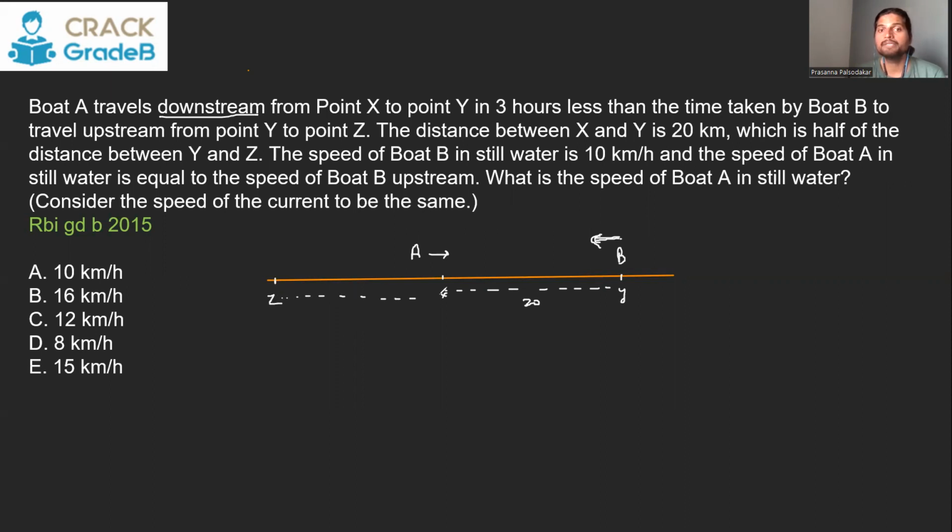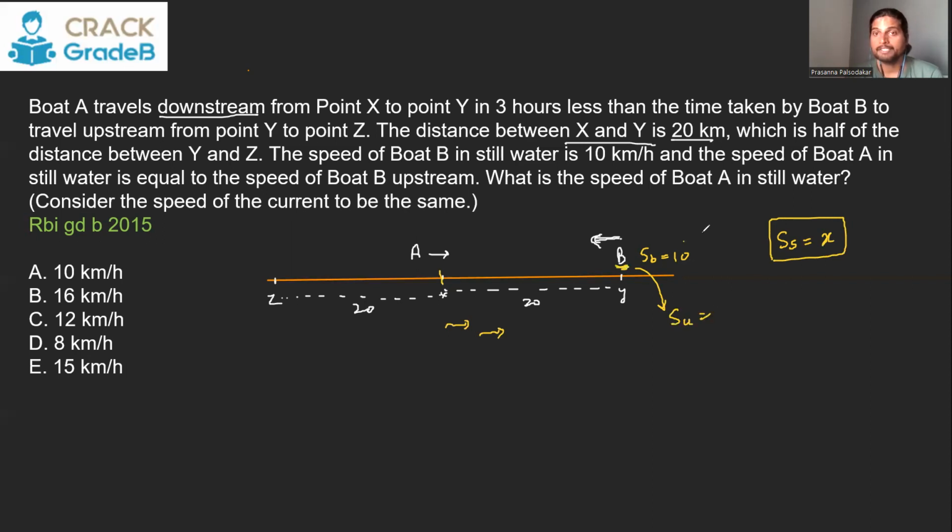And this distance should then again be 20. Because it says the distance between X and Y is 20, which is half the distance between Y and Z, so the Y and Z distance should be 40. Once you realize which point lies where, the question is easy. You know the stream is flowing in this direction. Now it says speed of B in still water is 10. So this boat's speed in still water is given as 10. And speed of boat A in still water is equal to speed of boat B upstream. So let's say the speed of stream is X. What is going to be the speed of the boat upstream for this boat?